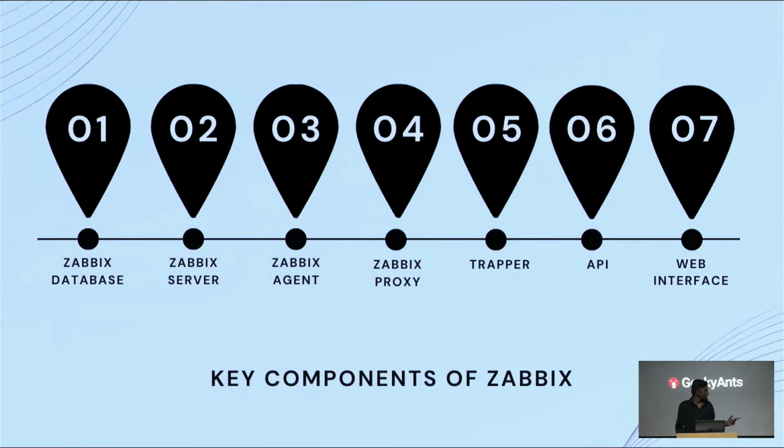And we have the Zabbix server. The Zabbix server plays a vital role in the monitoring process because it is the central part of the whole Zabbix architecture system. So any data that is fetched from the servers is directly sent to the Zabbix server, and it manages the overall activity of the monitoring process.